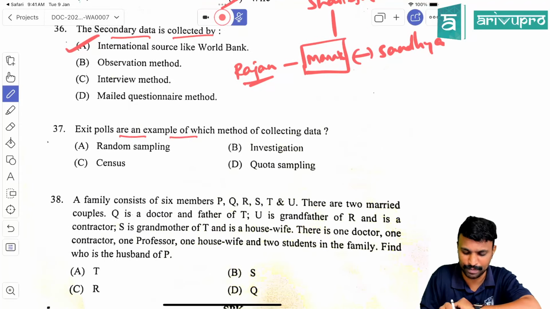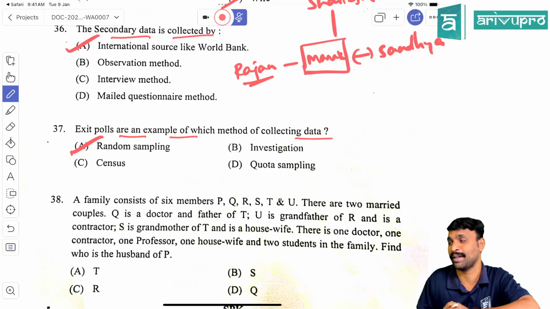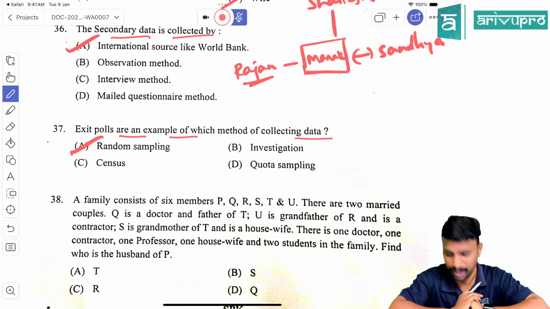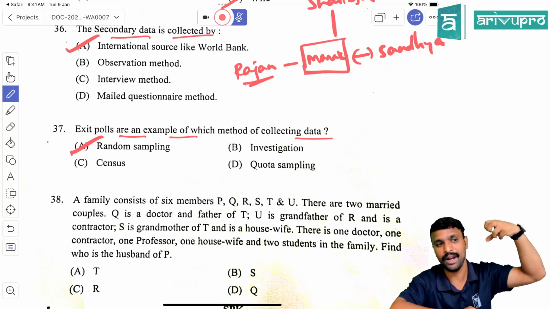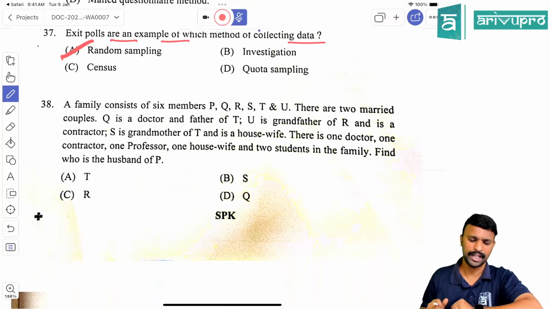Exit polls are examples of which of the method of collecting data? Very good. It is random sampling. You are not going to ask each and everybody who have voted. You take a sample and you are going to do the survey only for the sample. Yes or no? Guys, moving on to the next question.